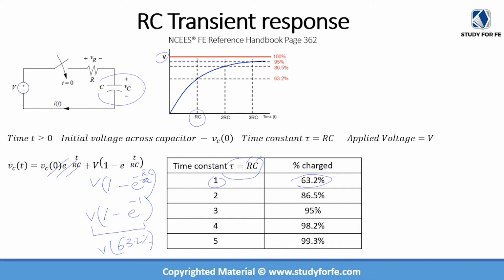So if the time is RC, one time constant, then this represents 63.2% of the applied voltage. Now, if we wait for 2 time constants, then that percentage increases to 86.5%. And so on, up to 5 time constants, where the voltage across the capacitor would reach 99.3% of the applied voltage.